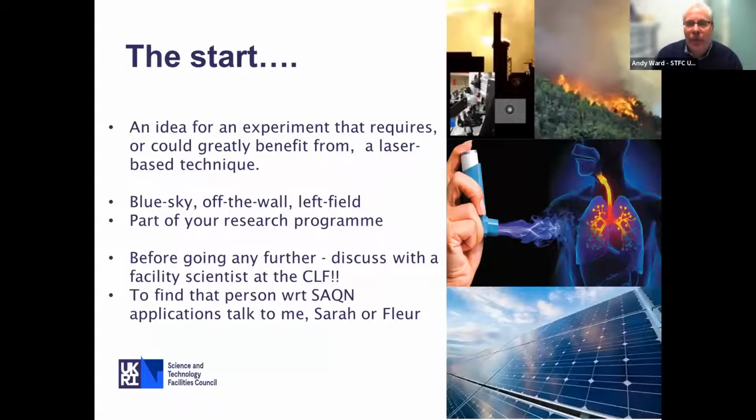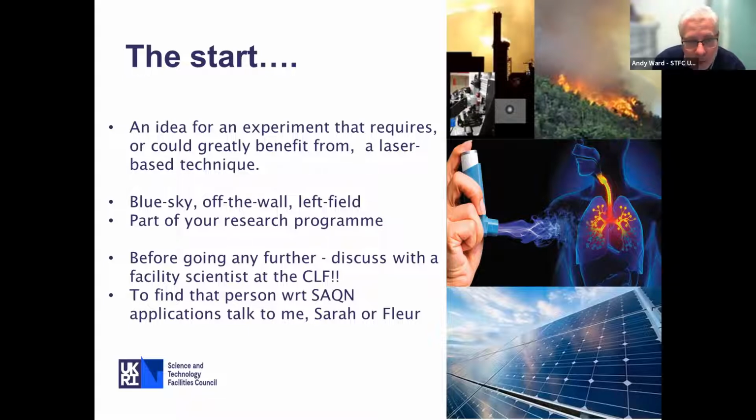So the starting of the process. Normally, it's an idea for an experiment. That idea should require or greatly benefit from a laser-based technique. So potentially one of the ones we've already discussed. It can be blue sky, it can be off the wall, left field. If it's that sort of experiment, yes, it's high risk, but potentially it could be high gain in terms of what the outputs are. But also it could be part of your research program.